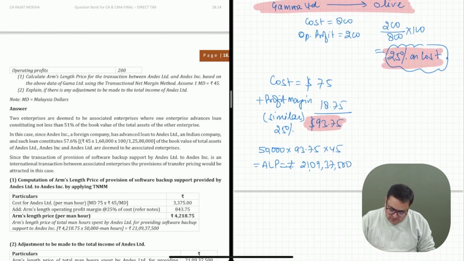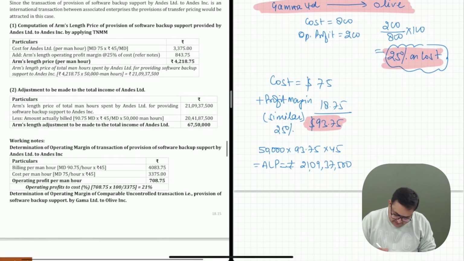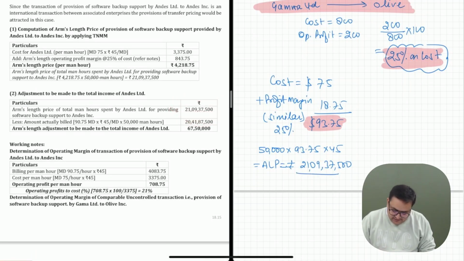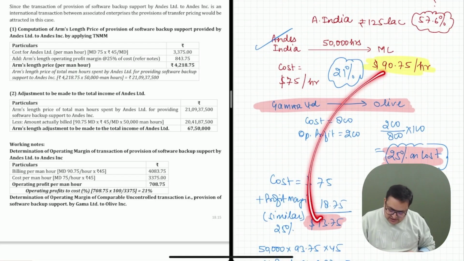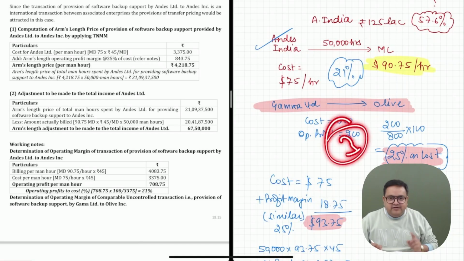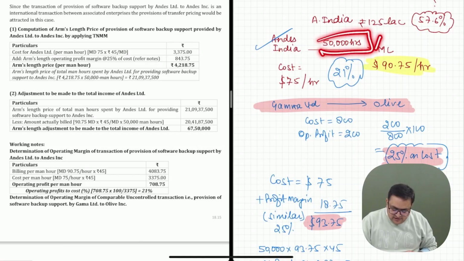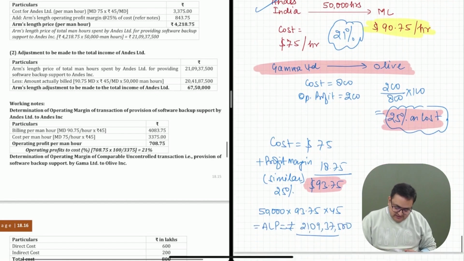Got it. And guys, what would be the difference? You can check it. Yes, this is the ALP. We are getting it over here. I believe that you will be able to adjust the difference also. So how much have we charged? We have charged only 90.75, and the ALP per hour is 93.75. So 93.75 minus 90.75, actually we have charged $3 less. $3 for every hour, so 50,000 hours into 3 into 45. This is the adjustment which you have to make. Correct? So this is the net margin method.